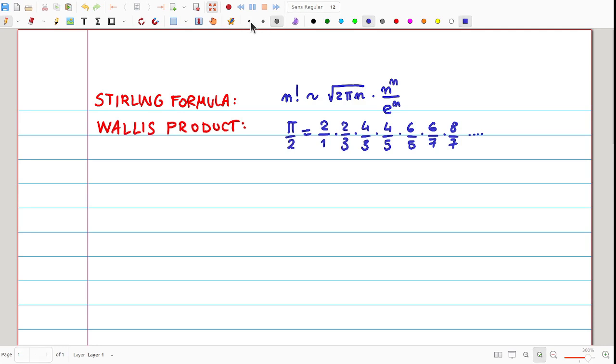So, the plan for today is to prove Stirling's formula, which is an approximation of the factorial by means of elementary functions. To achieve this, we also need to prove the Wallis product, which is an infinite product converging to pi over 2.